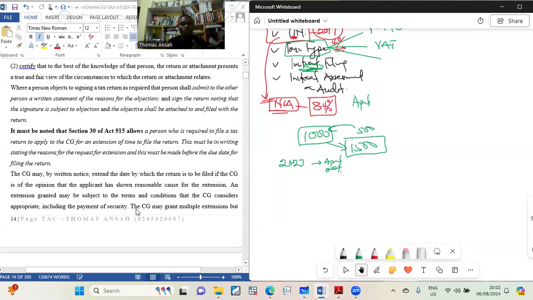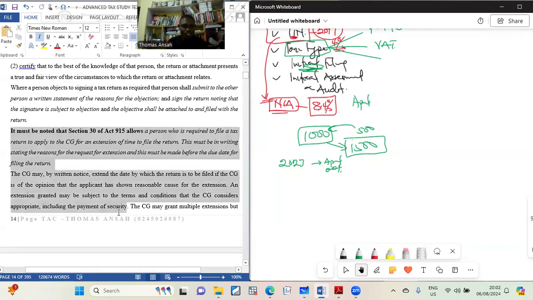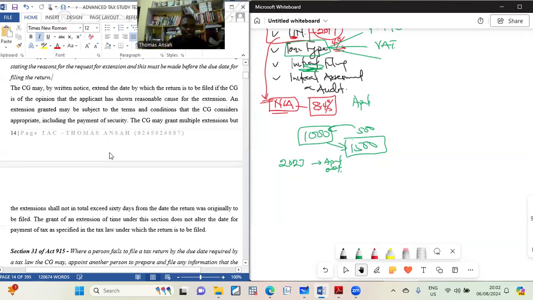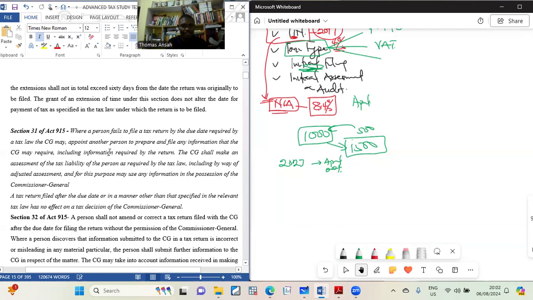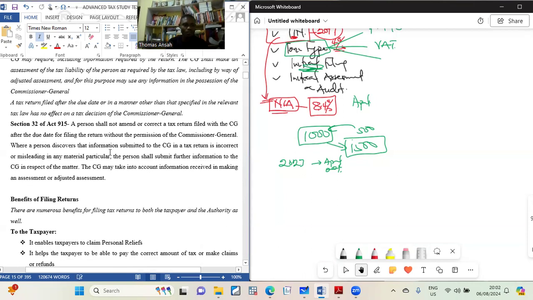All right. So these are the things. So you must actually have these readings. Now, of course, the filing, you can extend it. You can extend your filing, and we will look at that later. All right. So basically, that is that.